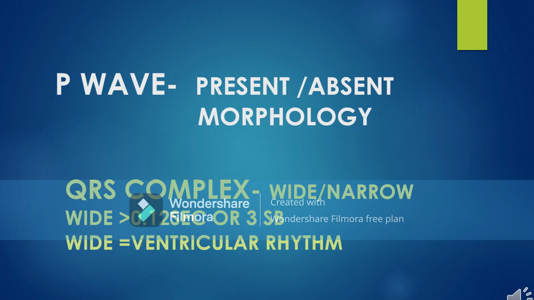Next parameter is the P wave. In the P wave, we will look for its presence or absence. Then the morphology of the P wave, we can identify some specific patterns. For the QRS complex, we will see whether it is wide or narrow. Wide means it is more than 0.12 second or 3 small boxes. A wide QRS complex indicates ventricular rhythm and narrow complexes indicate atrial rhythm.